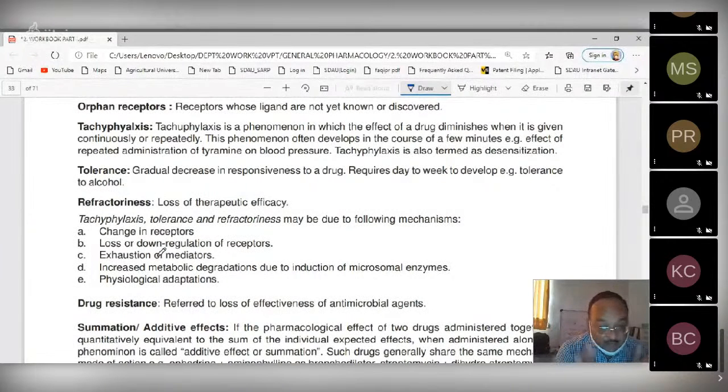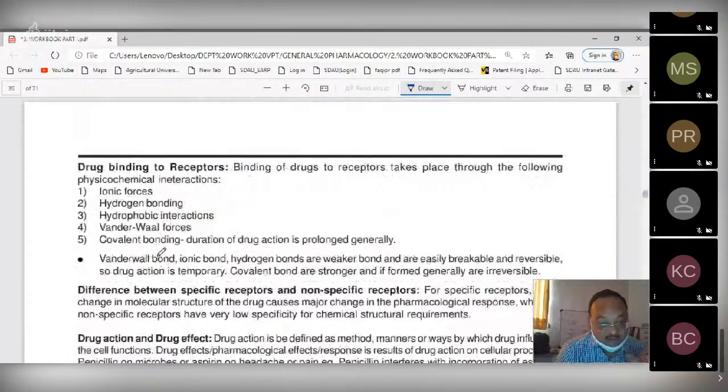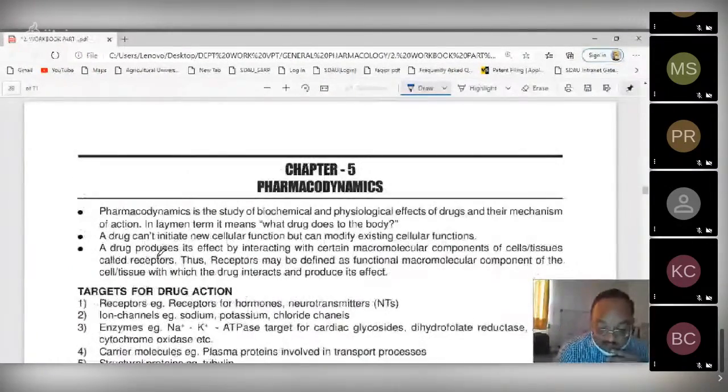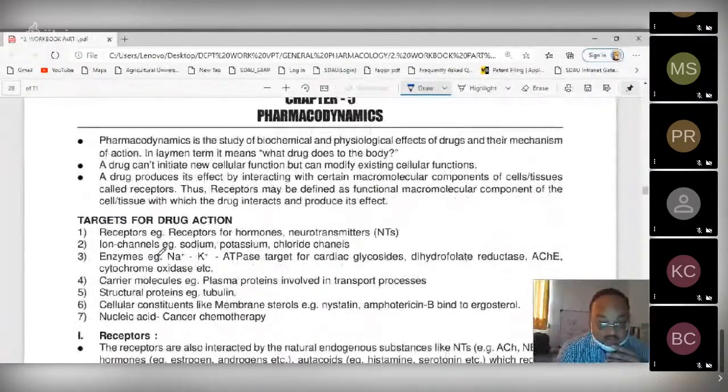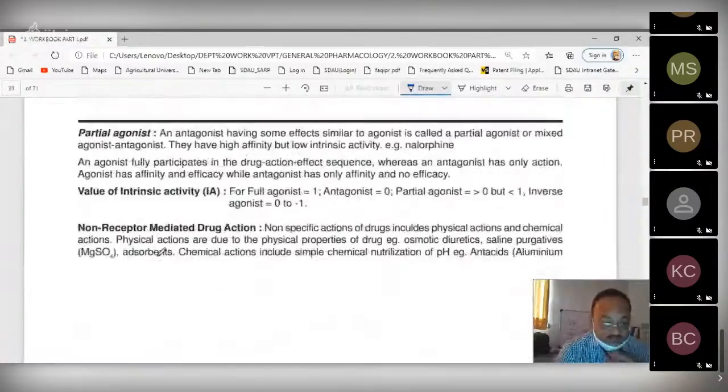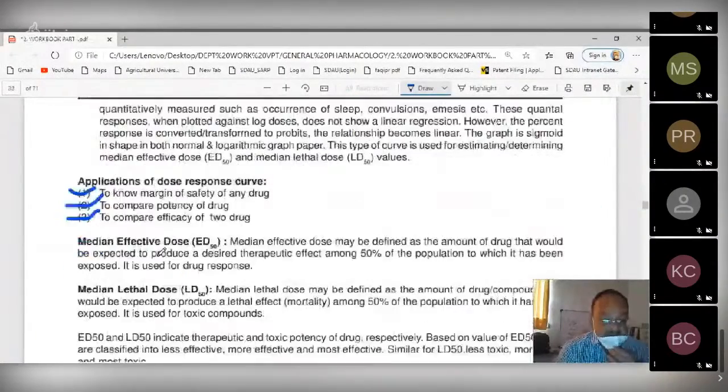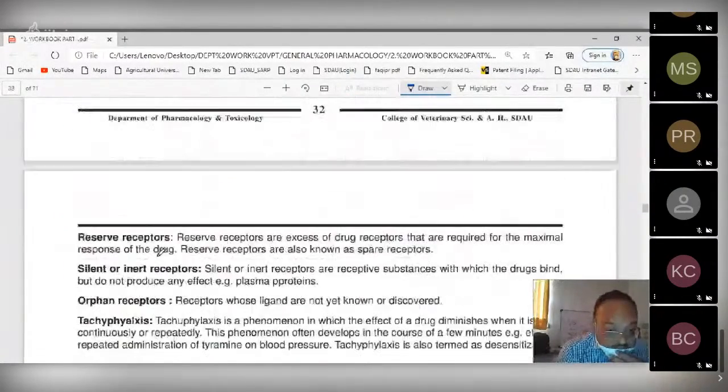Similarly, there may be down regulation of the receptors. That means if you continuously give the drug, the population of the receptors will get reduced. That is known as down regulation. So these are the possible reasons for tachyphylaxis, tolerance, and all these things.